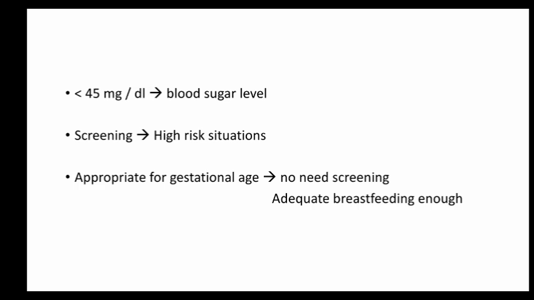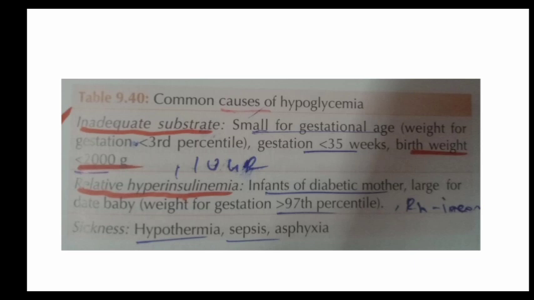Next, I'm going to show who all are high risk. If the baby is born appropriate for gestational age, we do not need screening, and adequate breastfeeding is enough. The high risk people are those with inadequate substrate: small for gestational age, that means weight for gestational age is less than the third percentile, gestation below 35 weeks, and birth weight less than 2 kilogram. These are all inadequate substrate.